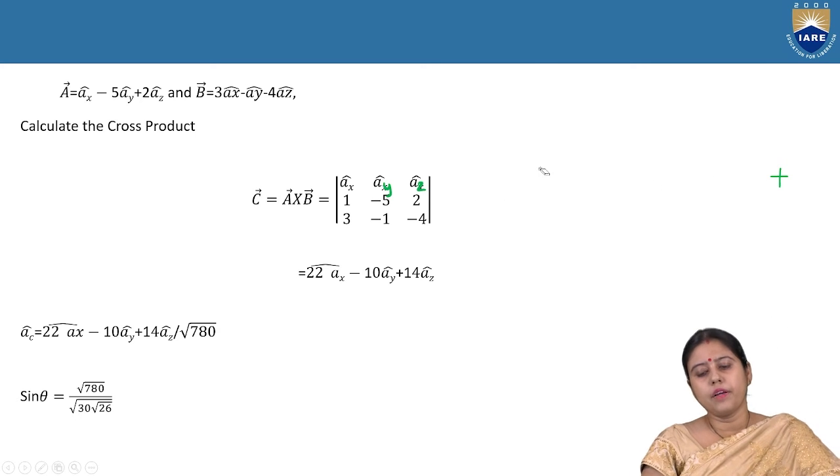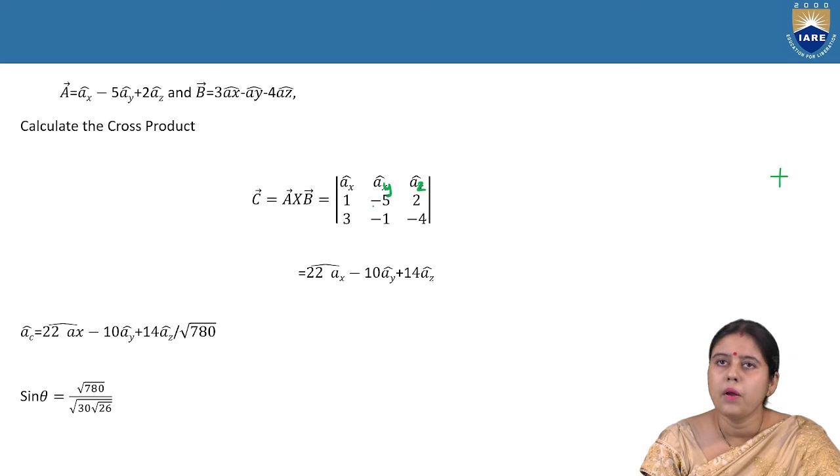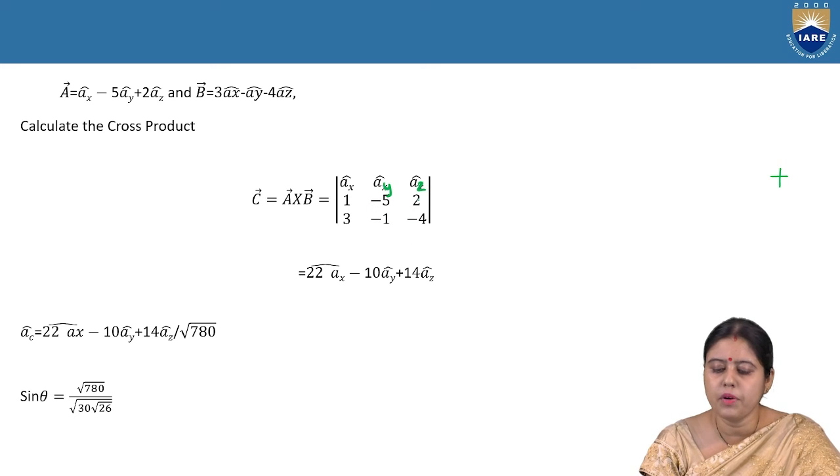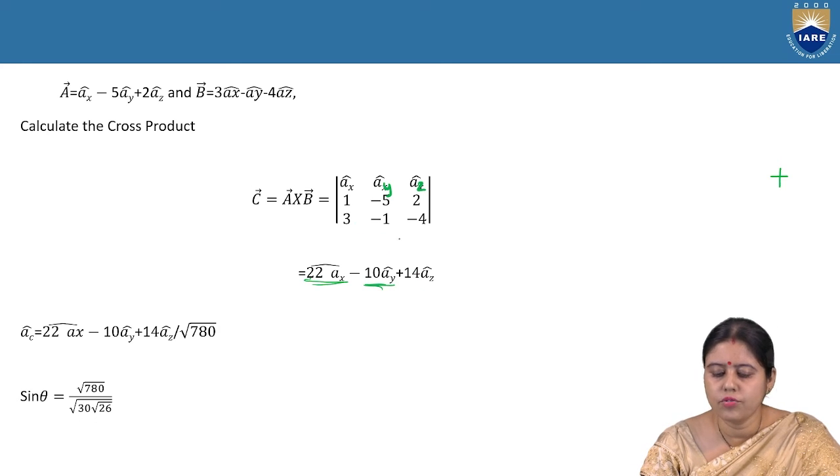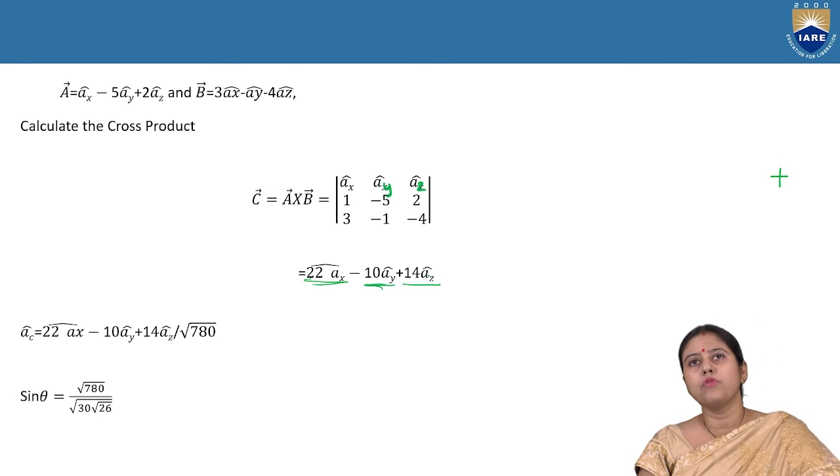So, how to calculate the value? AX is equal to minus 5 into minus 4 minus of minus 2. We are getting 22. Again, we are getting 4 minus 6, minus 10. And we are getting the last one. It is 14.